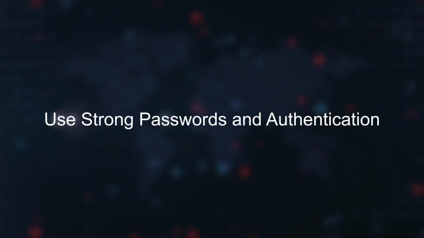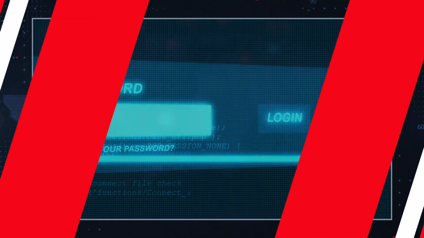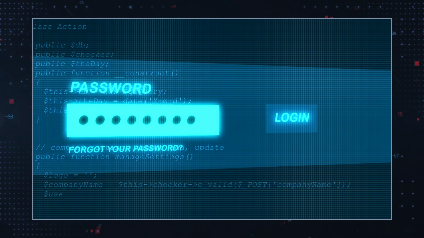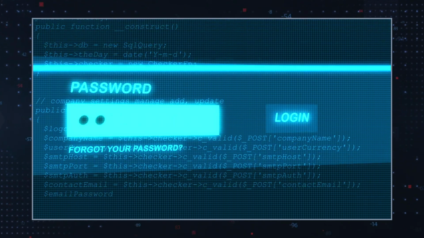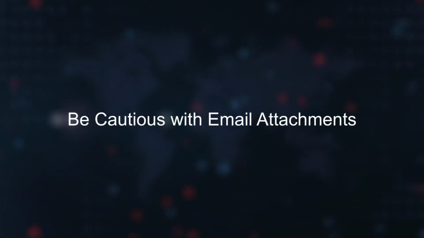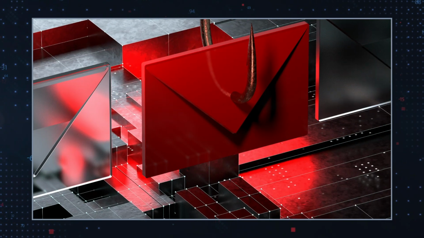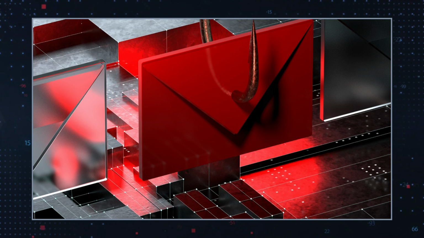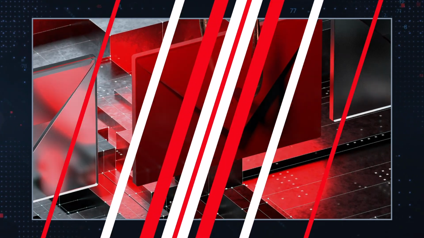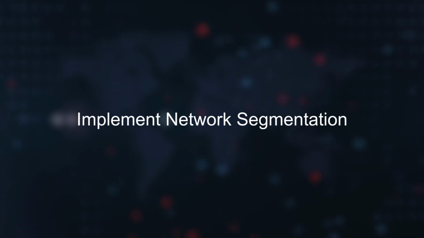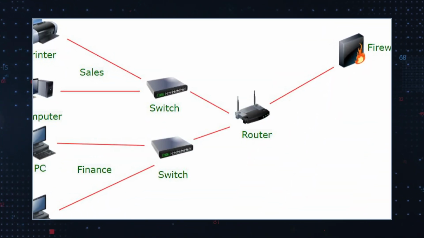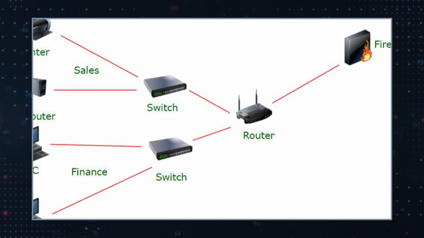Use strong passwords and authentication. Secure RDP connections with strong, unique passwords and enable multi-factor authentication to reduce the risk of unauthorized access. Be cautious with email attachments. Avoid opening attachments or clicking links from unsolicited emails, as phishing remains a common ransomware delivery vector. Implement network segmentation. Segmenting your network can help contain ransomware infections, limiting their ability to spread laterally.